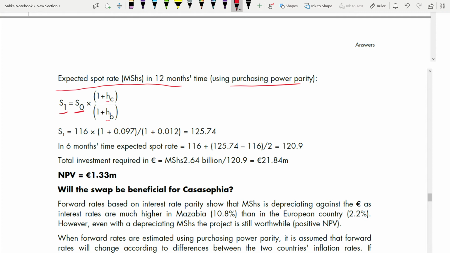How can you calculate forward rate using purchasing power parity when the forward rate is not given to you in the formula? You can only use interest rate parity. You cannot use purchasing power parity. Purchasing power parity you can use when you have to calculate spot rate. Today you learn this. Tomorrow you will be able to apply this in the next question you do.